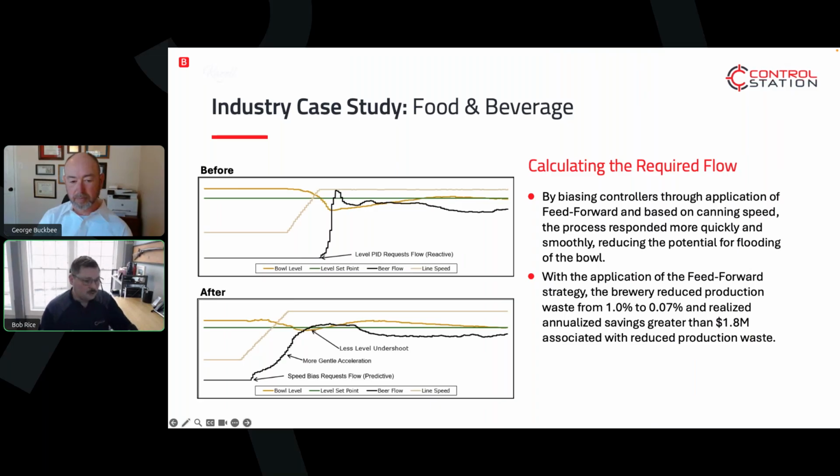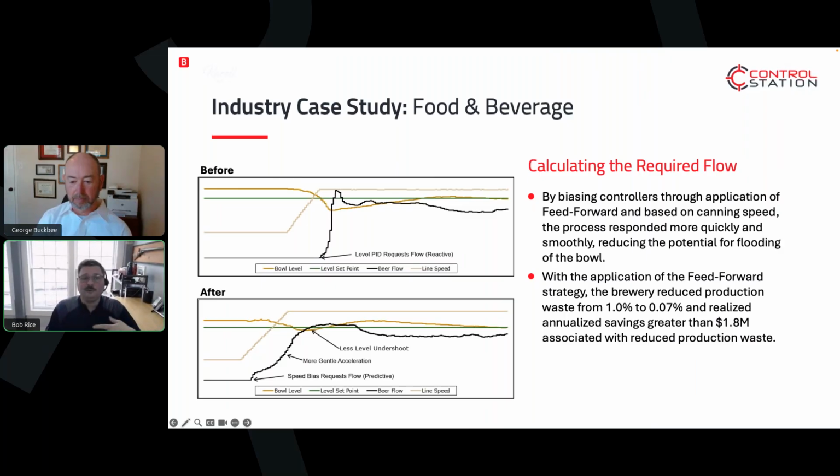And with the feed forward controller, what's on the bottom, you can see that the beer flow, which is in that black line, as you started to ramp up, the flow of beer actually followed it perfectly. That feed forward controller brought it up. The one at the top basically was, hey, the PID controller sensed it, I slammed the beer open. This actually had a couple of really positive impacts. One is the waste went from 1% to 0.07%, which is a huge number. It's like $1.8 million a year or some such number. It was a big number.